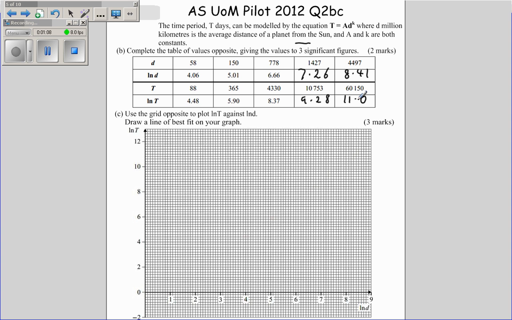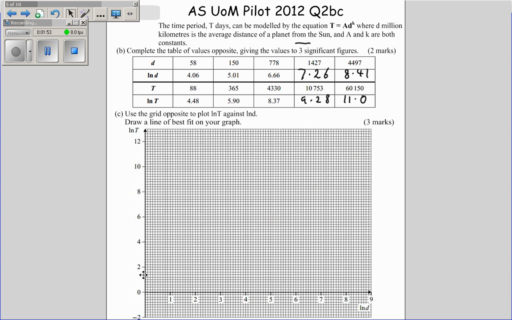For part C, using the grid opposite to plot ln t against ln d. So we're plotting the second row here against the fourth row. So along the bottom here, we have ln d, up the side, we've got ln t. Now it's important to notice that there's different scales on the x-axis to the y-axis. On the x-axis here, there are 10 increments between 0 and 1, so each increment we're going up in 0.1, whereas on the y-axis 1 would be halfway there. Actually the scale is half, so actually we're going up in increments of 0.2.